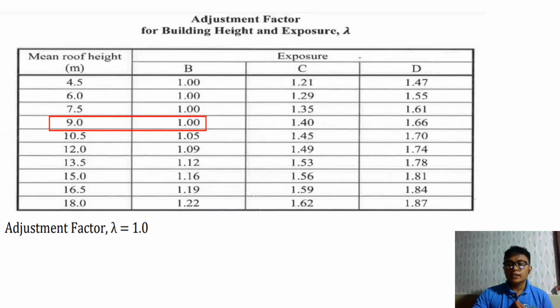Next is the adjustment factor for building height and exposure. So that is the lambda. So the mean roof height of the building is 9 meters. Since it is B on the exposure category, it gives the adjustment factor of 1.0.